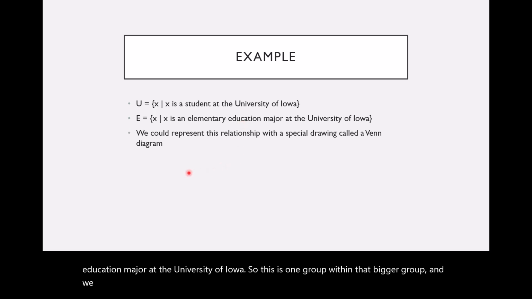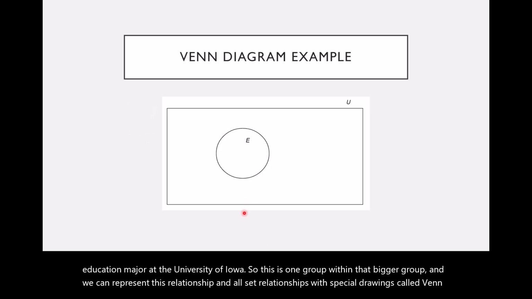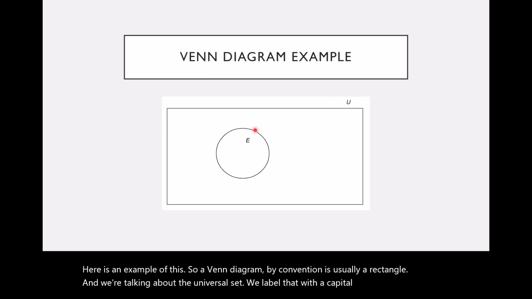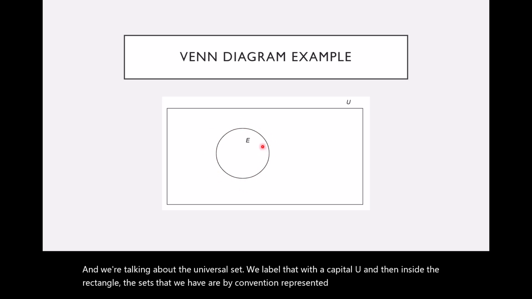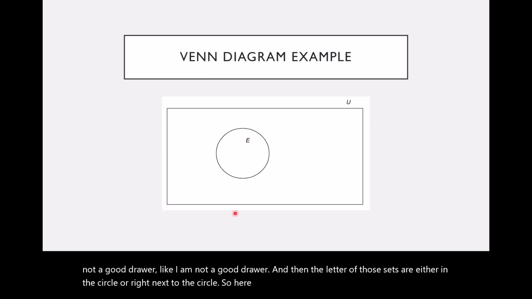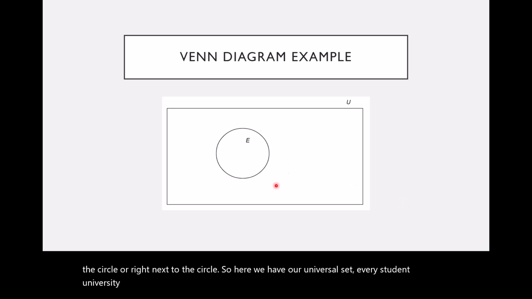And we can represent this relationship and all set relationships with special drawings called Venn diagrams. Here's an example of this. So a Venn diagram by convention is usually a rectangle. And when we're talking about the universal set, we label that with a capital U. And then inside the rectangle, the sets that we have are by convention represented with circles or ovals if you are not a good drawer, like I am not a good drawer. And then the letter of those sets are either in the circle or right next to the circle. So here we have our universal set, every student at the University of Iowa. Inside the circle, elementary education majors there.